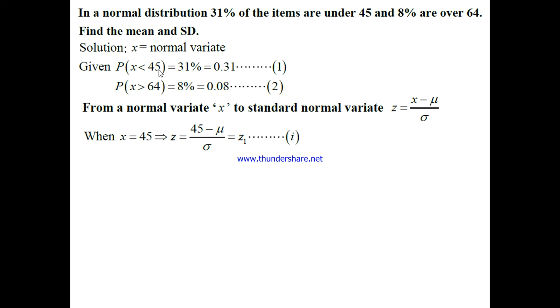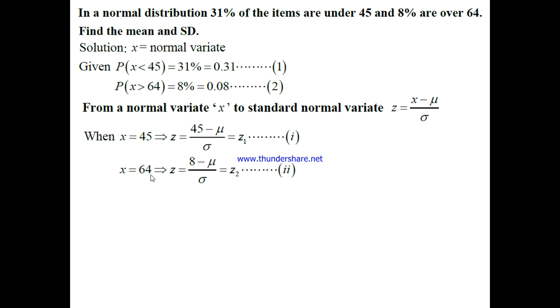Now, when X is 45, our Z value is, here we don't know the values for mu and sigma. Let us consider as it is and substitute the value for X, that is 45. So it is (45 minus mu) by sigma. For simplification, let us consider the term as Z1.